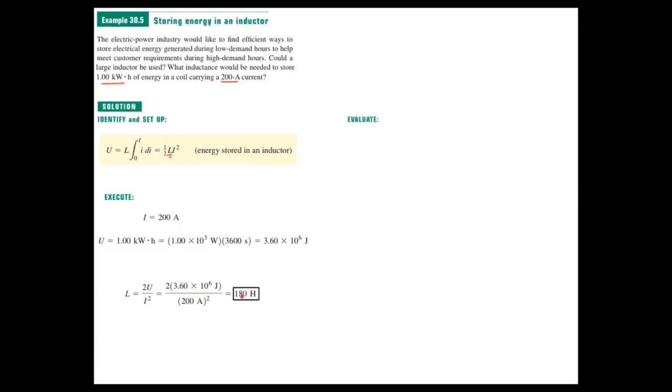This inductance can be compared to that of the previous two examples where we looked at the toroidal solenoid of reasonable dimensions, and we found that the inductance there was something like 40 microhenries. That means that this inductance is in fact about 5 million times bigger than this one. An inductor of 180 henries is in fact impractical. Such a device would be the size of a room. And this ends example 30.5.